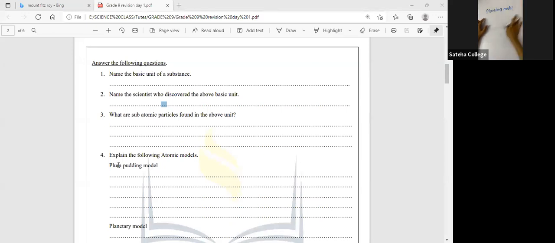For the people who didn't understand the planetary model: the planetary model was a model introduced by a scientist. His name was Ernest Rutherford. What was his name? Ernest Rutherford. Now, what did he say? He gave the word planetary by considering it as a solar system. When you take the solar system, what is there? In the center of the solar system, you have the sun, and around the sun, the planets are revolving around the sun. Right?